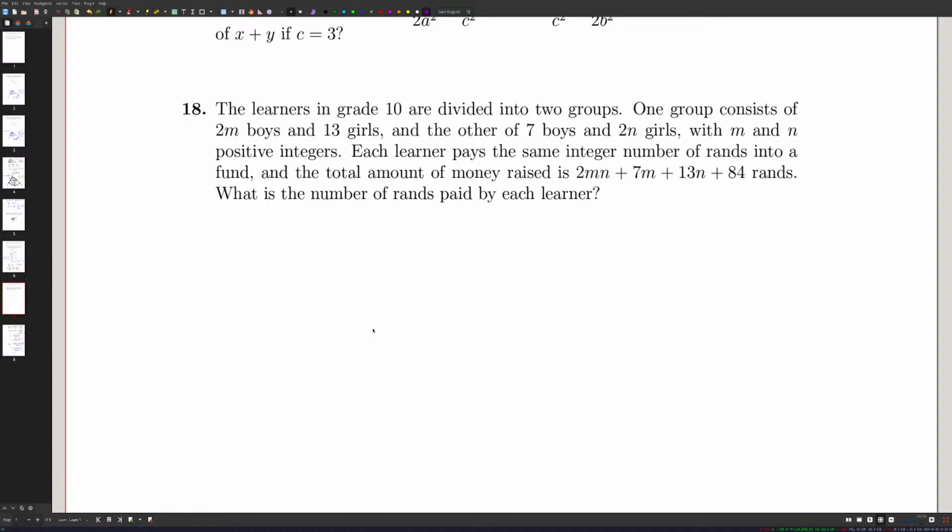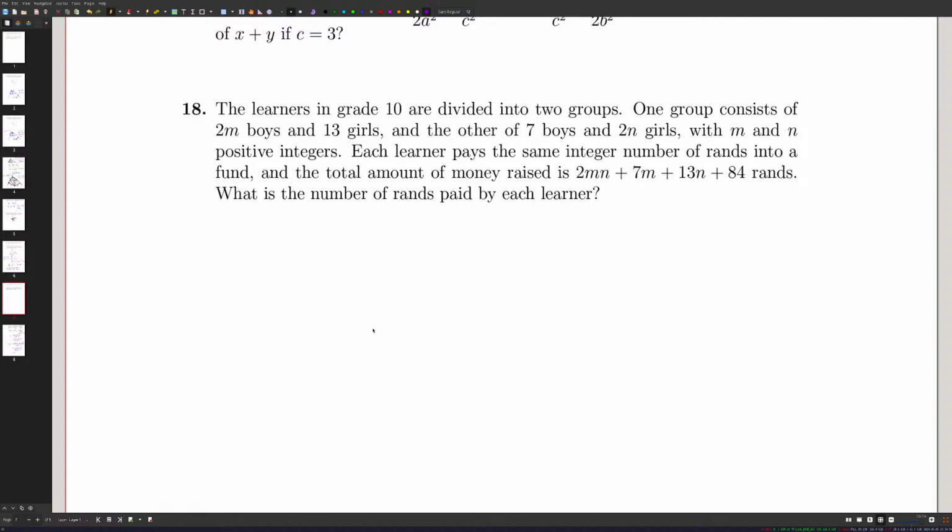So the learners in grade 10 are divided into two groups. One group consists of 2m boys and 13 girls. And the other is 7 boys and 2n girls, with m and n positive integers. Well, I would hope so. They ask a variation of what? Of this question 18 or of 17? I'm guessing 18. Each learner pays the same integer number of rands into a fund, and the total amount of money raised is that thing. What is the total number of rands paid by each learner?